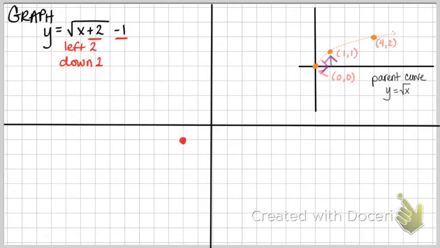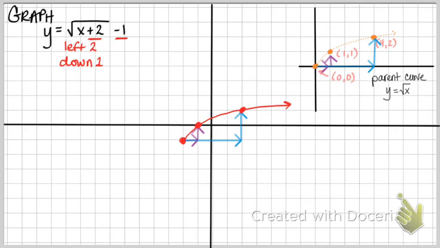Now we look at the parent curve for shape. To move from 0, 0 to 1, 1, I move right 1 and up 1. That same shape still applies. I'll move right 1 and up 1 and relocate that point. To move from 0, 0 to 4, 2, I move right 4 and up 2. Same shape. I'll move right 4 from my new center, and I will go up 2 from there. These 3 points allow me to draw myself a smooth curve.